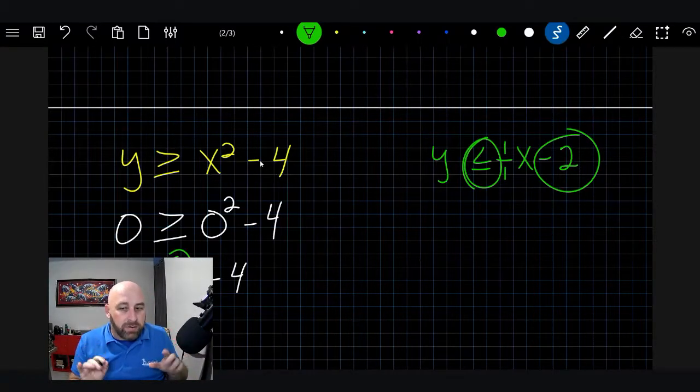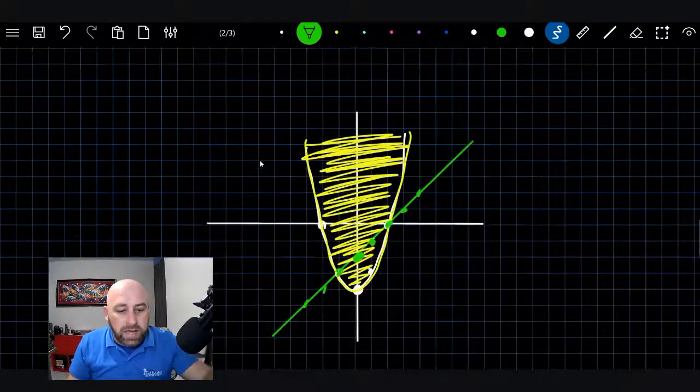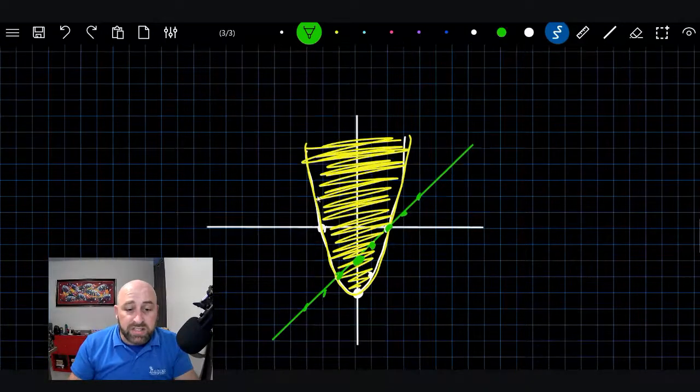So be careful. Your parabola can be dotted too if it's not equal to. So there we go. We got our solid lines, and we're ready to go. We have everything except we need to know, okay, which side of the green line? Well, remember, we want to try that 0, 0, because 0, 0 is the easiest one to use.